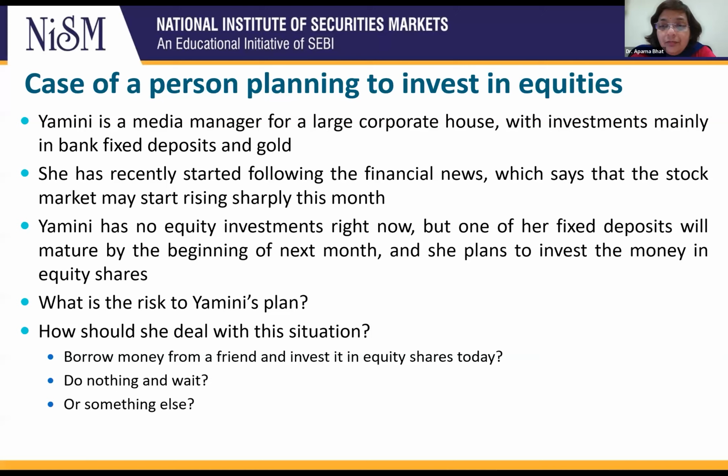All her investments are in bank fixed deposits and gold. But one of her fixed deposits will mature by the beginning of the next month, and so she will have some money in her hands. Now she plans to invest that money in equity shares. So what is her plan? Her plan is to start investing money in equity shares by the beginning of next month. What is the risk to her plan? Can somebody tell me what is the risk in her plan?